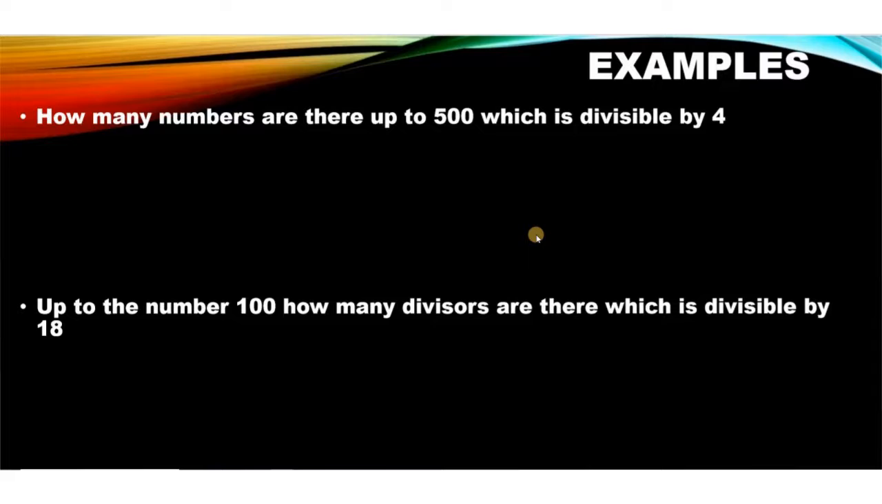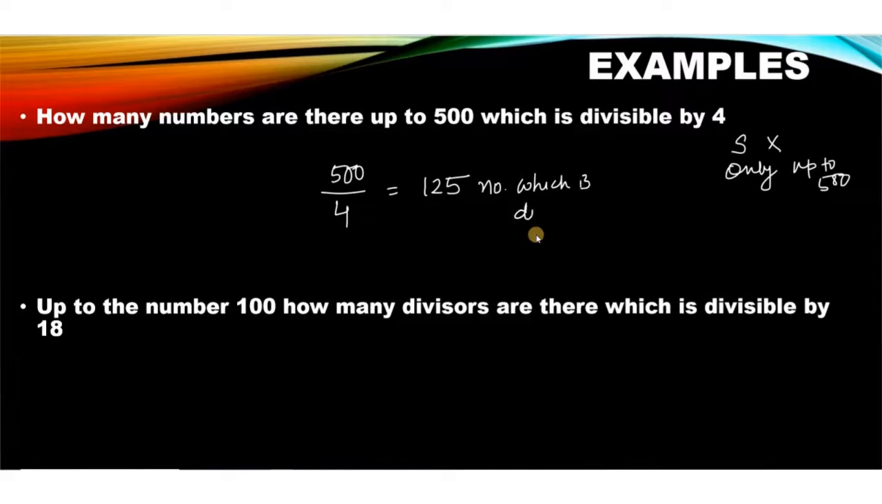Now you see there is no smaller number, there is only one number, up to 500. So what you need to do is divide 500 by 4. That is 125 numbers which are divisible by 4.